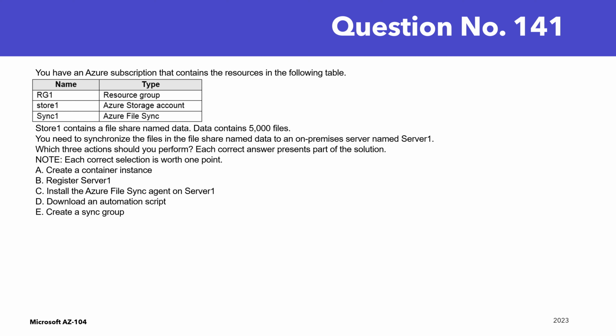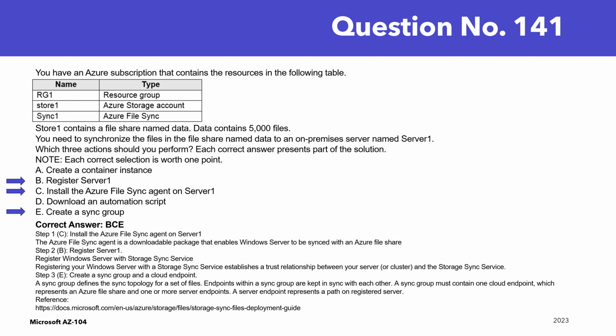A. Create a container instance. B. Register Server 1. C. Install the Azure File Sync agent on Server 1. D. Download an automation script. E. Create a sync group. Correct answer: B, C, E.